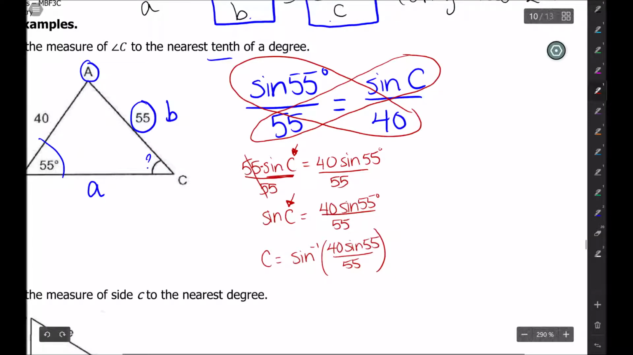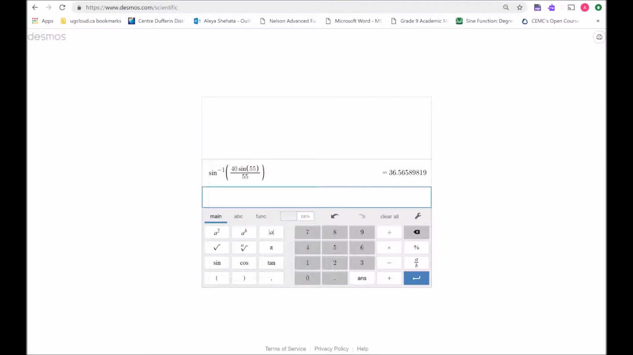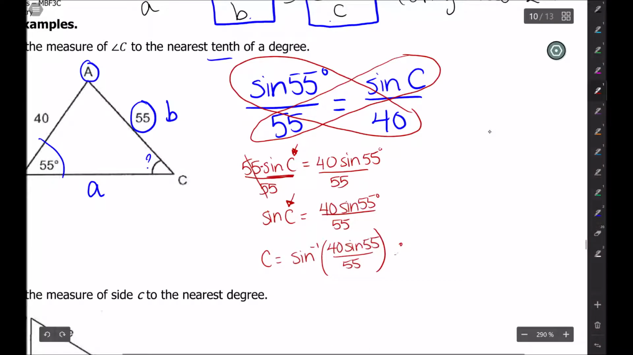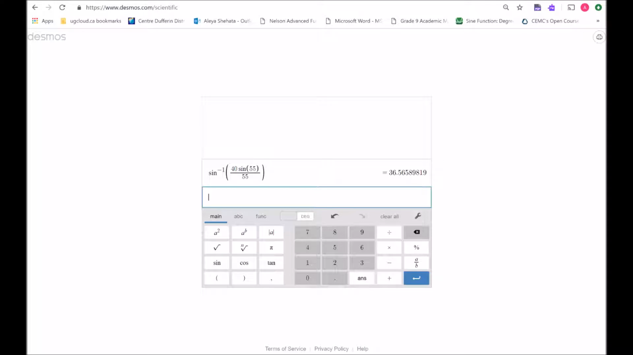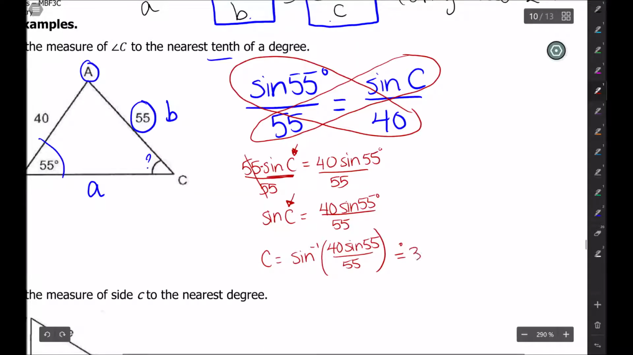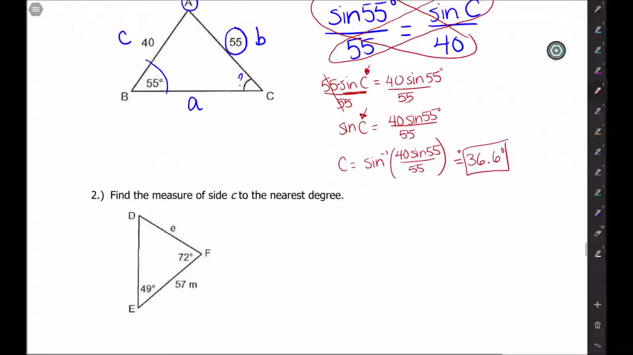If I press enter, it asked us to round to the nearest tenths. So it's 36 point. We've got a 5 here, but there's a 6 that comes after it, so it tells us to bump that 5 up to a 6. So I get that my answer is approximately 36.6 degrees. All right, so let's go ahead and take a look at number 2.